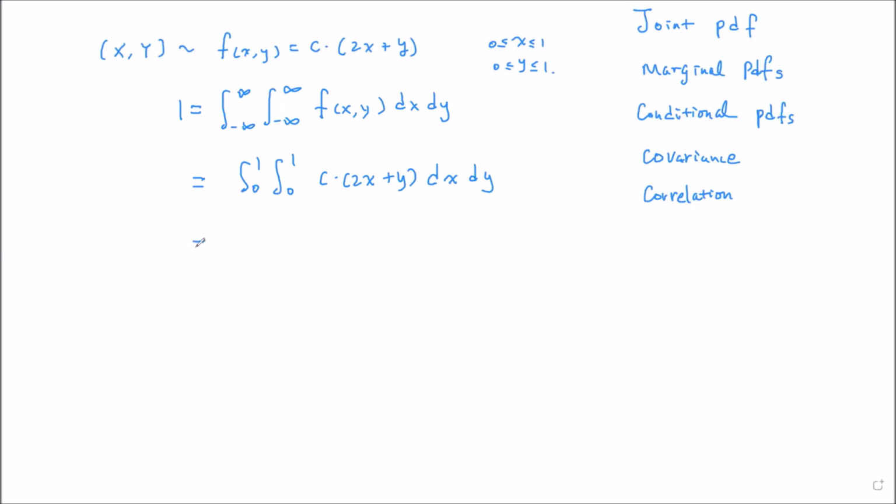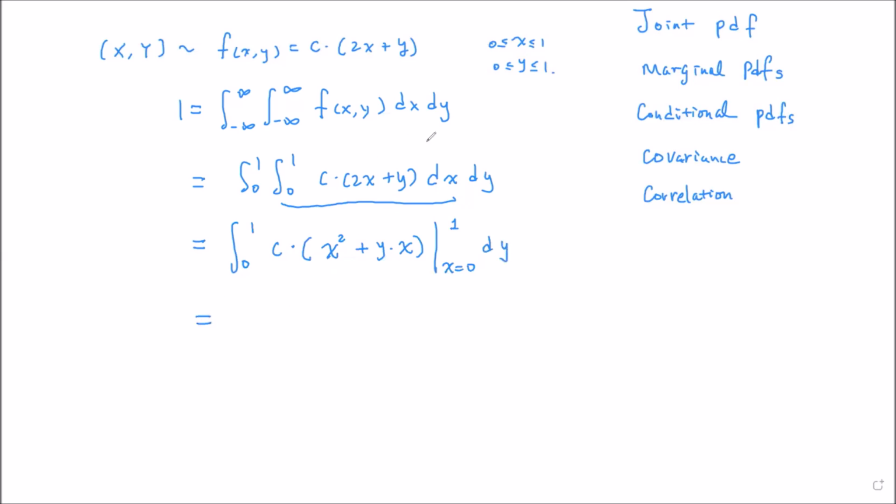All right, now when we integrate this function with respect to x, we're going to treat y as a constant. So let's find the antiderivative. c is just a constant. 2x dx, so the antiderivative is x squared. And then y is a constant, so y times x. And then you evaluate x from 0 to 1, dy.